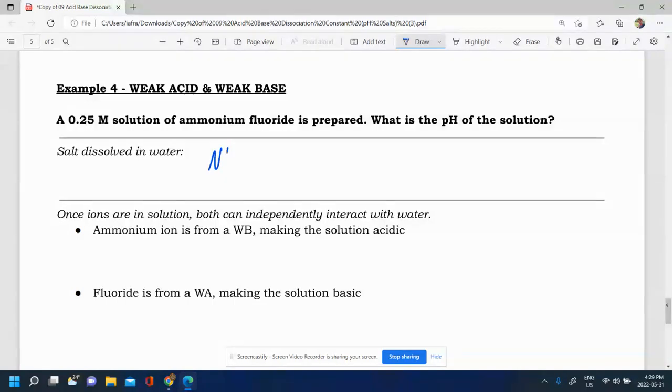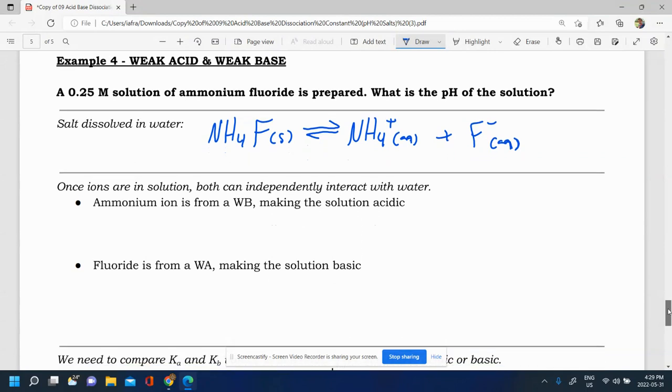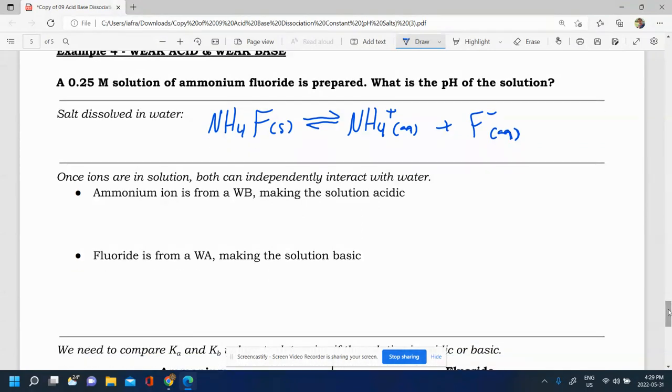We're going to make ammonium fluoride dissociate. Let's do a proper dissociation equation. When we do that, we get NH4+ (aq) plus F- (aq). So we have to test out both of these ions. Let's test out the NH4+.